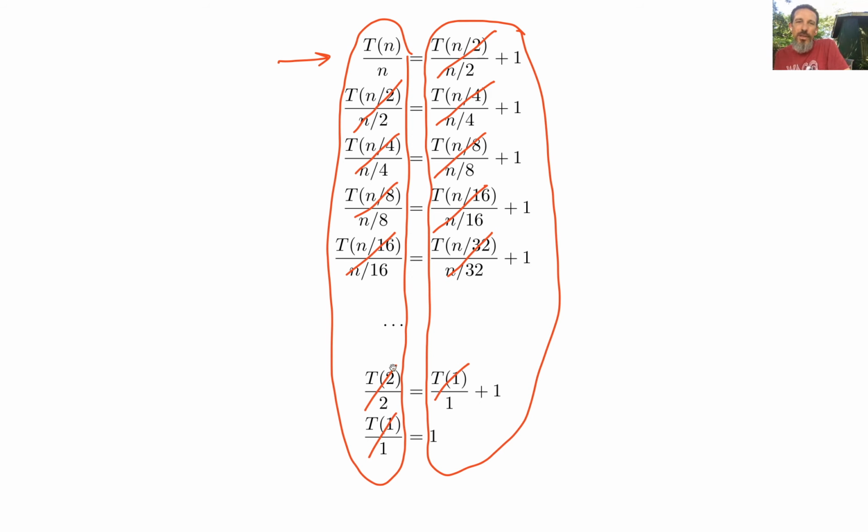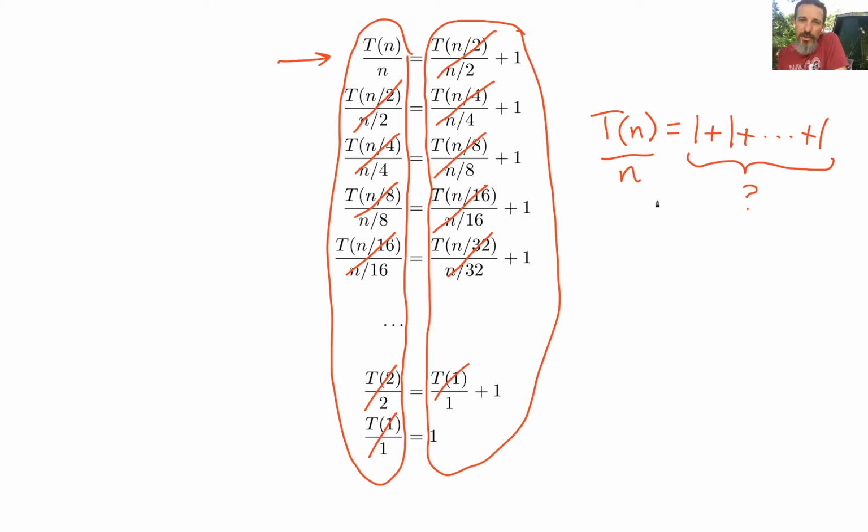So what's left? Well, it turns out that what's left on the left-hand side is just T of n over n. And the only thing that's left on the right-hand side are all these ones. So those ones are important. So we get something like T of n over n is equal to 1 plus 1 plus dot dot dot plus 1. And the question is, how many ones are there here?